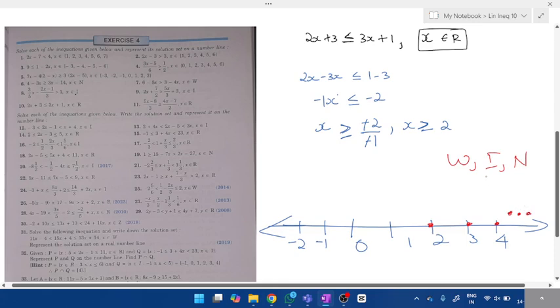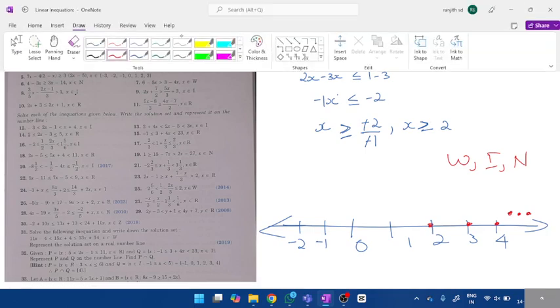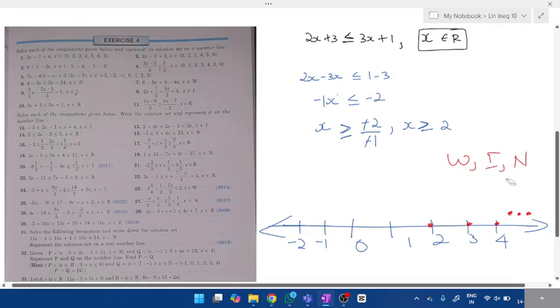This is how we usually plot for whole numbers, integers, natural numbers. Whole number, integer, natural number has only dots. Remember this: no line, no continuous line, only dots. So x is greater than or equal to 2, which means infinite numbers. They are not finite, they are infinite. That's the reason you keep three dots.